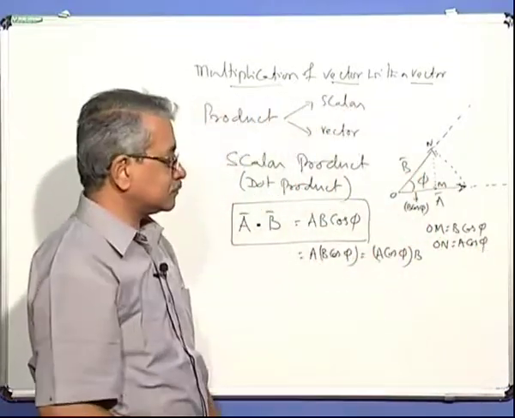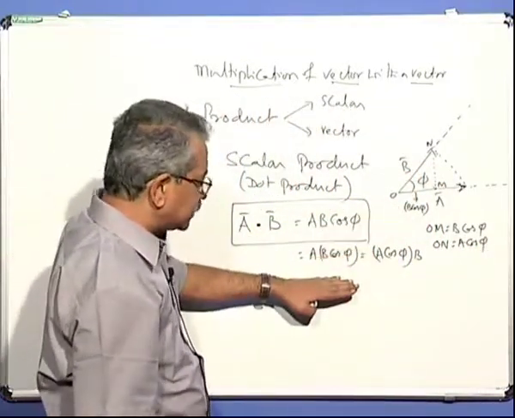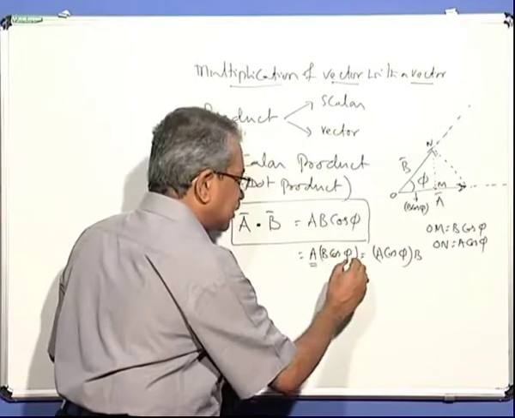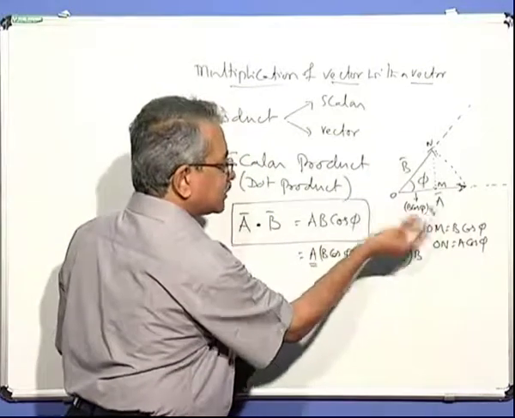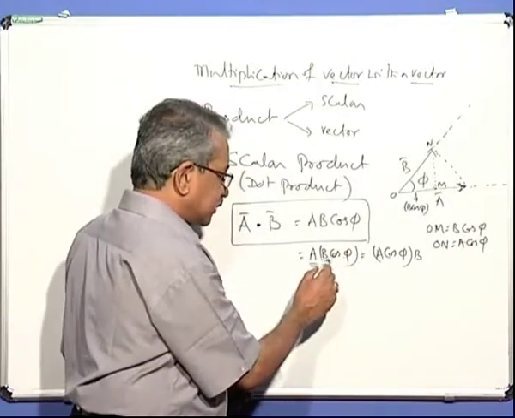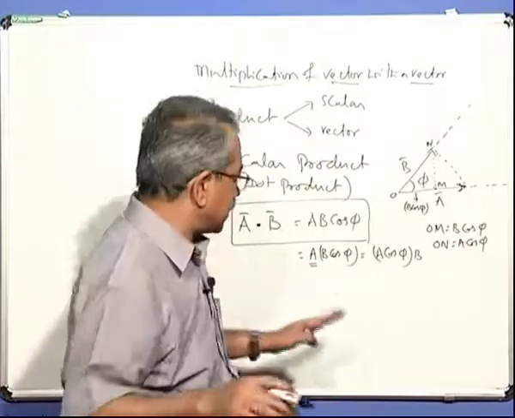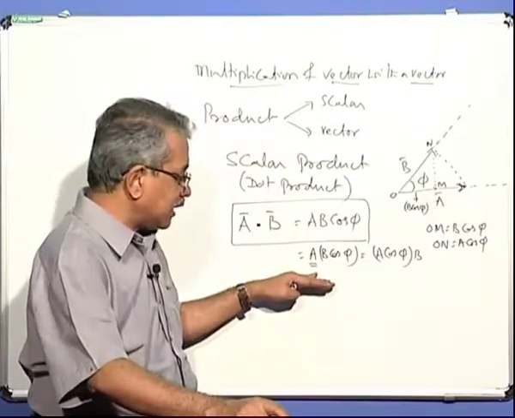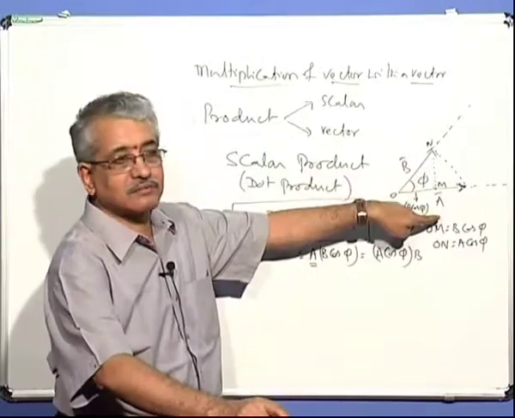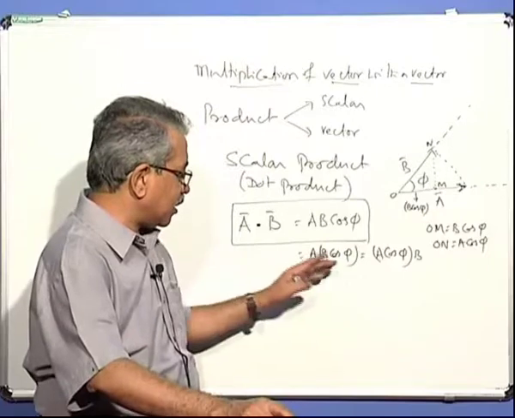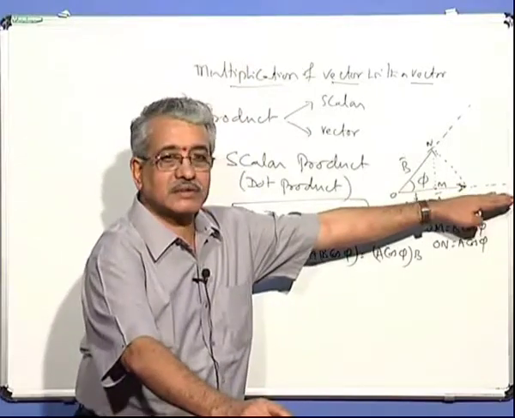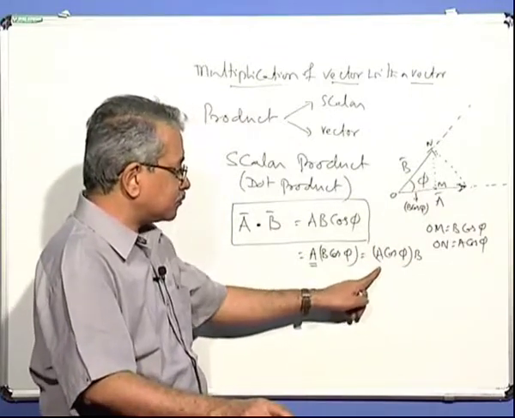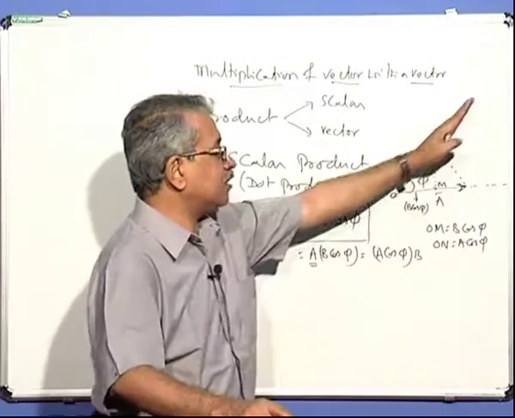You can see that. So a dot product means it is the magnitude of A multiplied with B cos phi, the component of the other vector in the direction of the first. The product of that gives you the dot product. So a dot product of two vectors is given as the product of the magnitude of the one and the component of the other in the direction of the first. B cos phi is the component of B along A. Similarly, you can interpret this also: the magnitude of B into the component of A along the B direction.